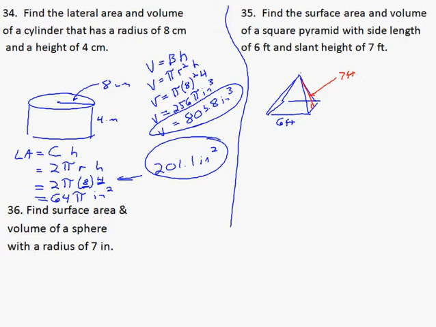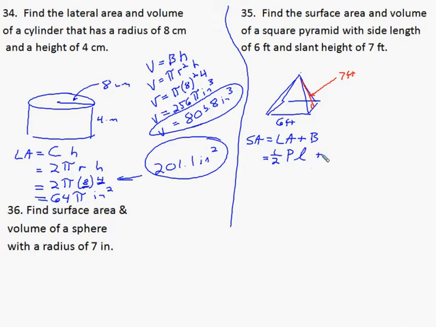And so we want to find the surface area. The surface area is the lateral area plus the area of the base. So if you remember, surface area is lateral area plus a base. Lateral area for a pyramid is 1/2 the perimeter times the slant height. And then we have plus the area of the base.